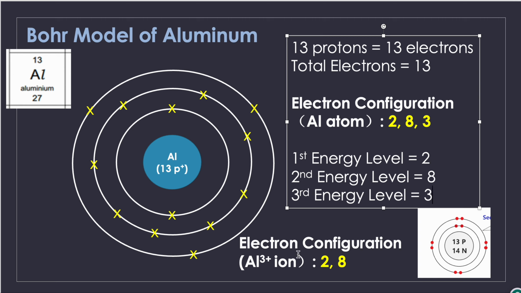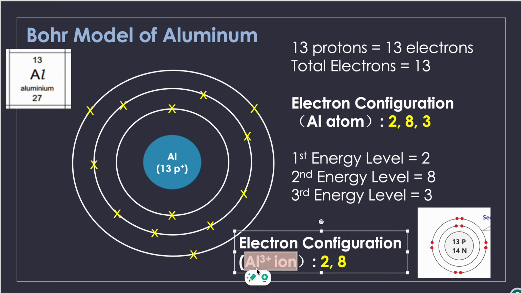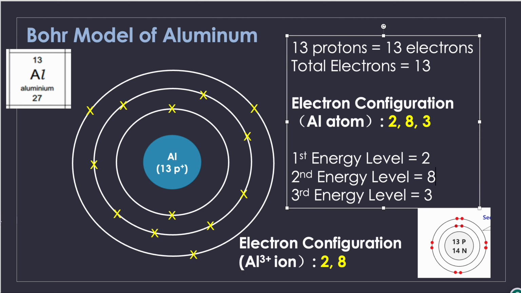If you're going to draw the electron configuration of the ion, in this case the ion of aluminum is 3+, that means it has lost 3 electrons. So you remove the 3 electrons, and in this case you have only 2 and 8. The ion shows that it has lost 1 energy level, so you only draw the first and the second, but it is still the same aluminum because remember, you have the 13 protons. That is one of the examples.